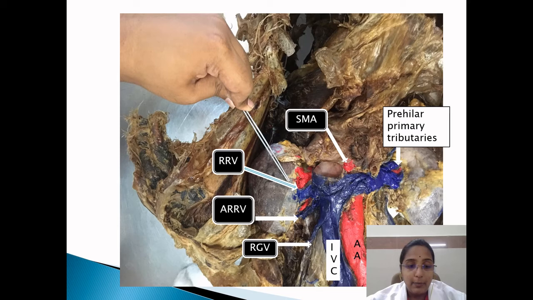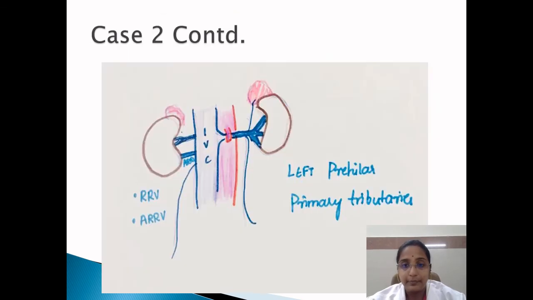This one is a cadaveric picture showing the right renal vein, and this one is a right accessory renal vein draining to the inferior vena cava, and this one is a left renal vein which is formed by the 3 prehilar primary tributaries and it is draining into the inferior vena cava.